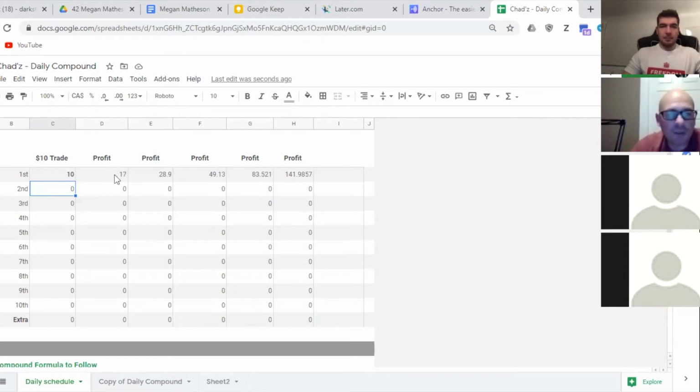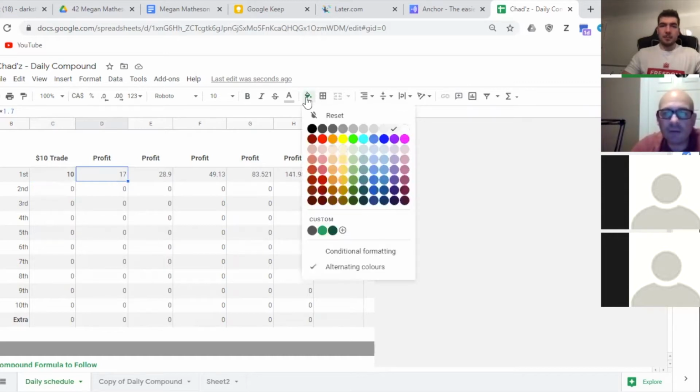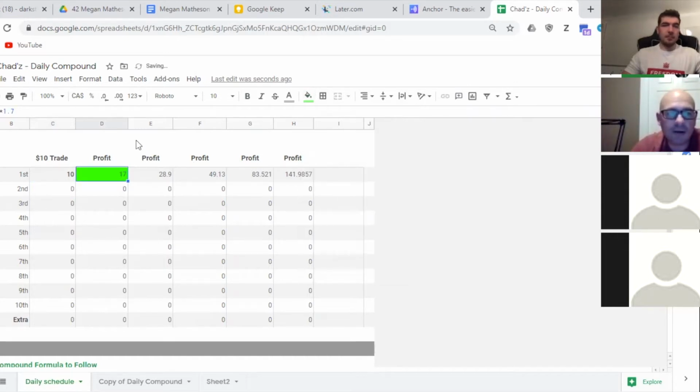And then when you go to do that again, you can take a highlighter, highlight it right there, make it green, and say, all right, now my next trade is going to be 17 bucks. So you do a $17 trade, now it compounds to $28.90. So if you do 3 trades that night, you've made $49 and you're done. Call it a day, right?